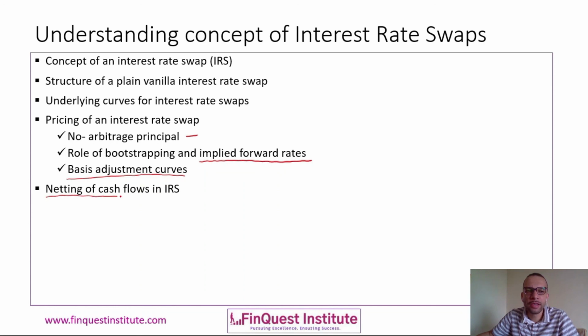You will always net the cash flows. Whatever cash flows you receive on both the legs of the swap, you will net that cash flow and get a single amount, which we call the MTM for the swap.